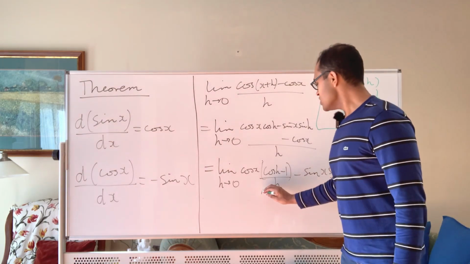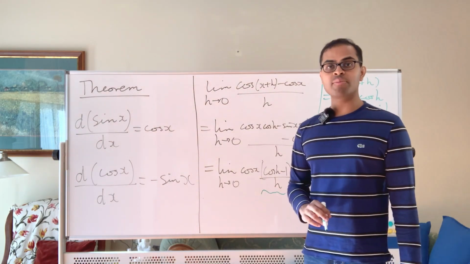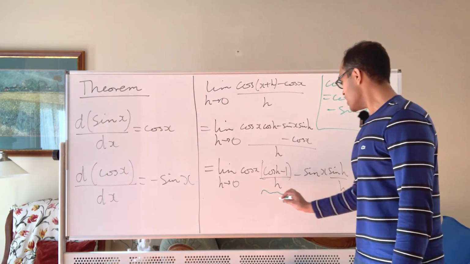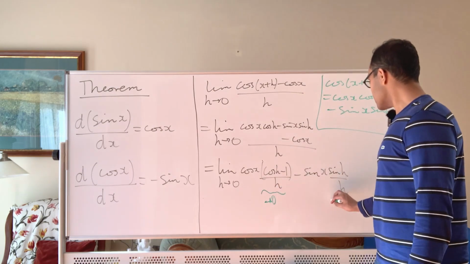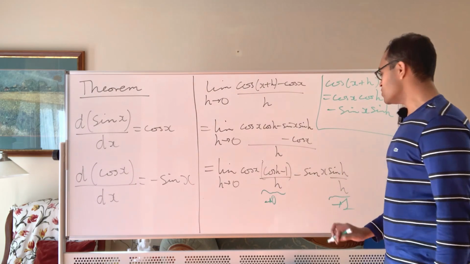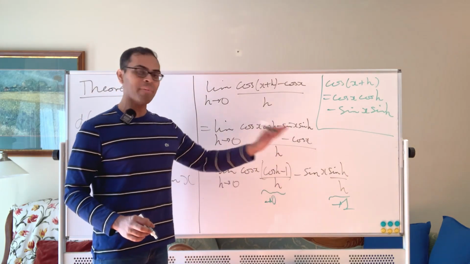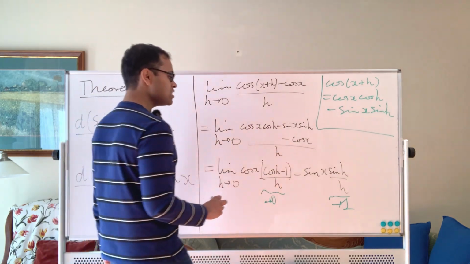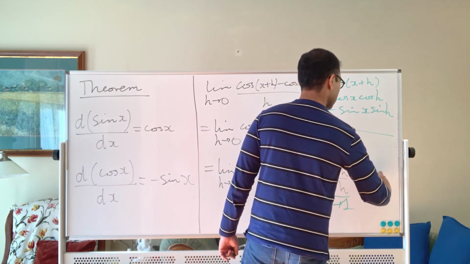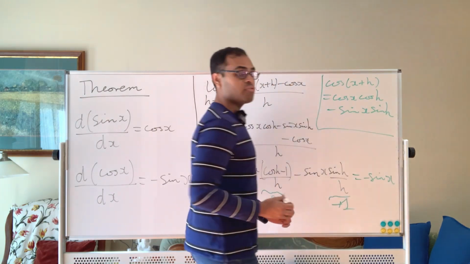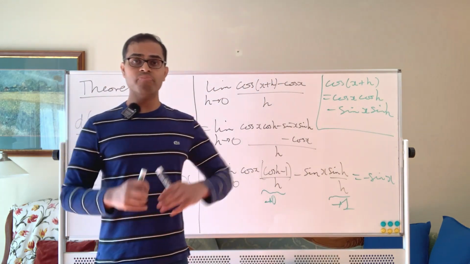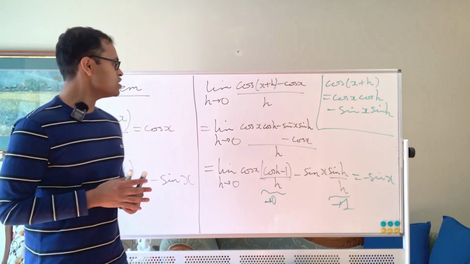So here, using the fact that I mentioned that cosine h minus 1 over h goes to 0 as h goes to 0, and using the fact that sine h over h goes to 1 as h goes to 0, you've got basically cosine x times 0 minus sine x times 1, which is just going to be negative sine x. So the derivative of cosine x is negative sine x. So that's the derivation of this limit.